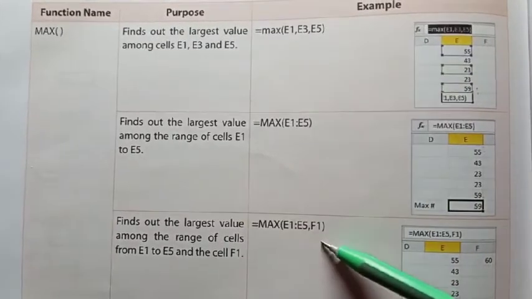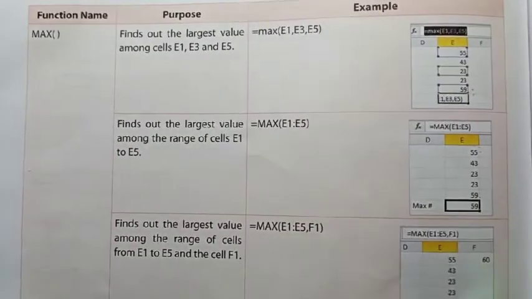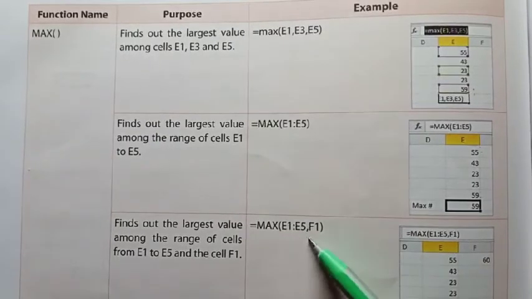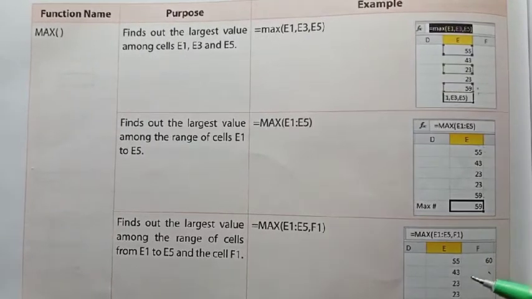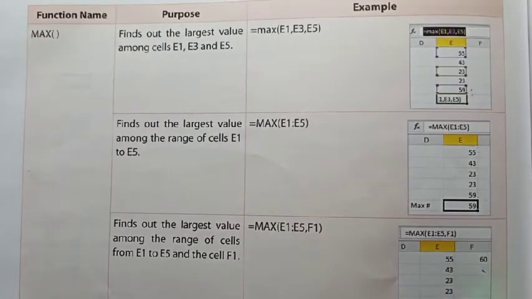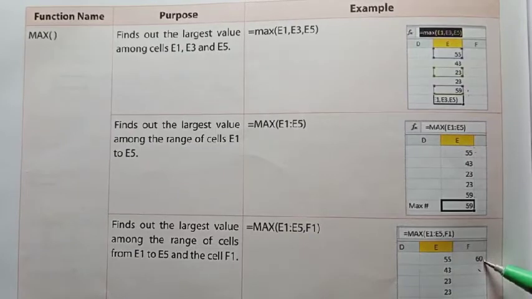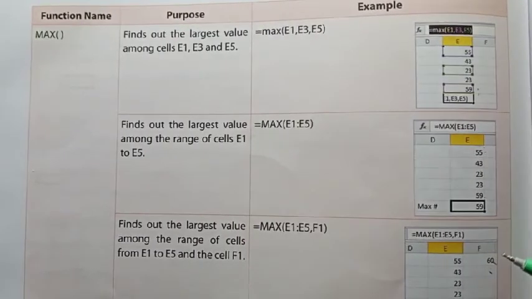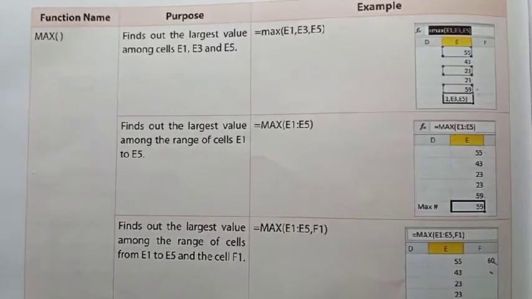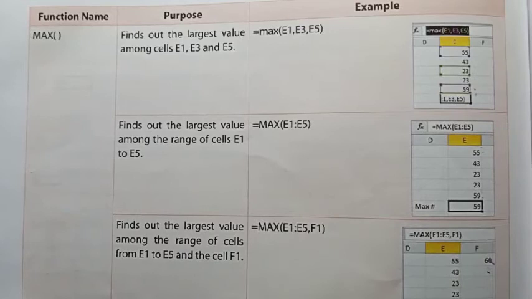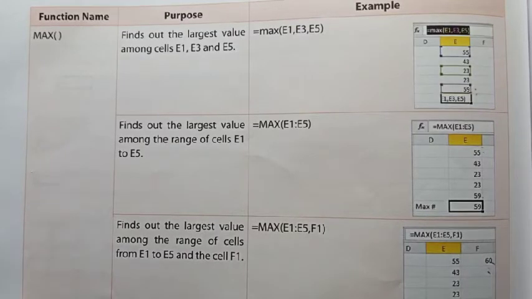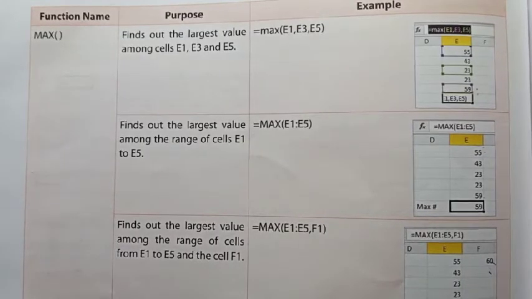Or another way is that we have written max E1 to E5 comma F1. This means now the values from E1 to E5 as well as the value of F1 will be considered to find out the maximum value. So here in this case the maximum value is 60, therefore we got the answer as 60. So these are the different ways in which we can make use of the max function.